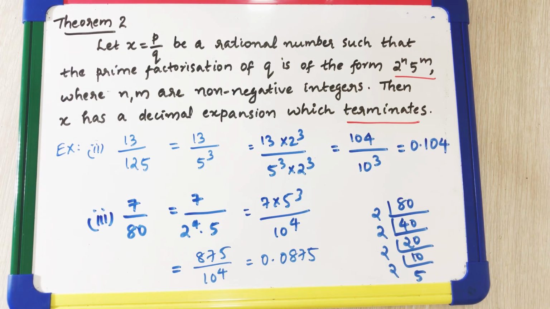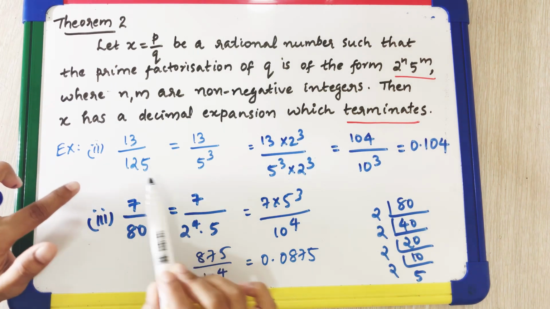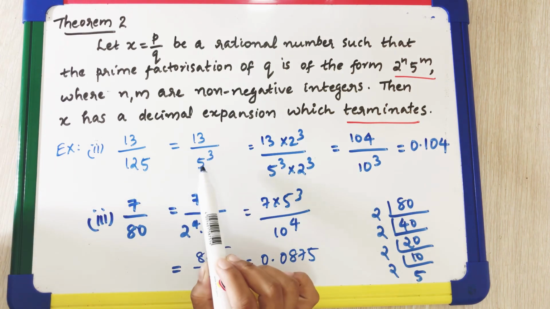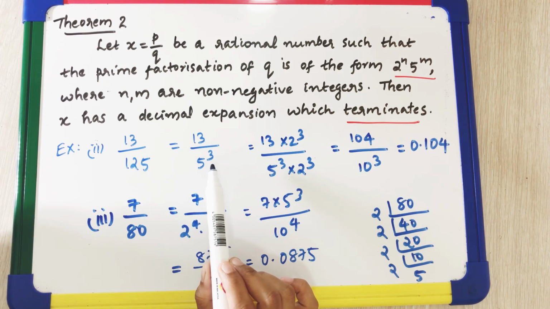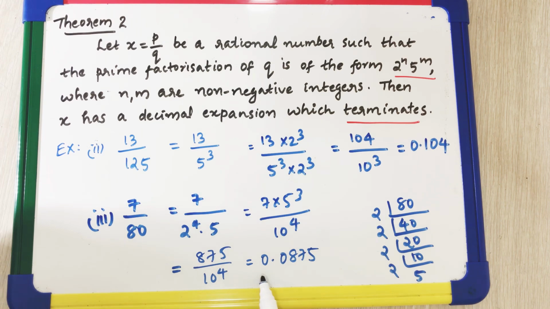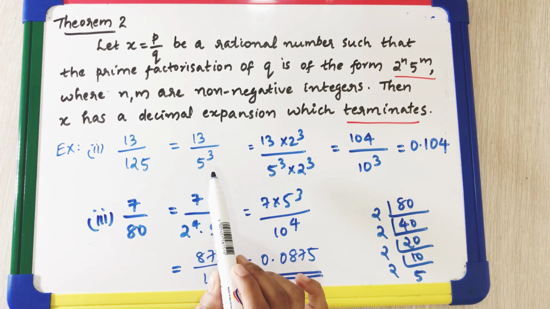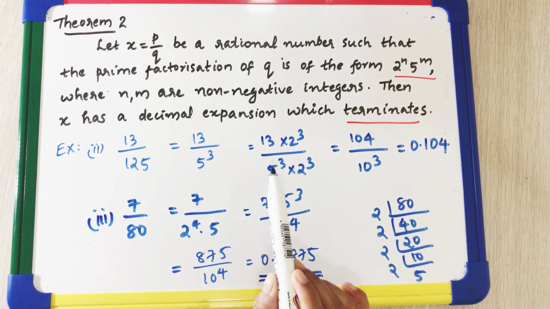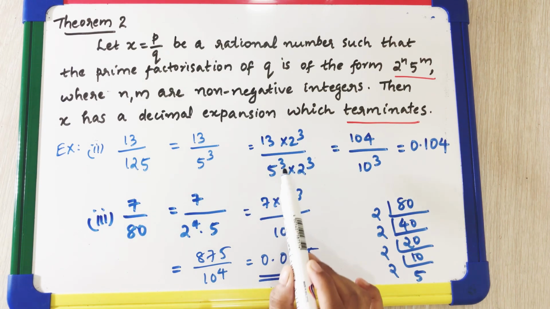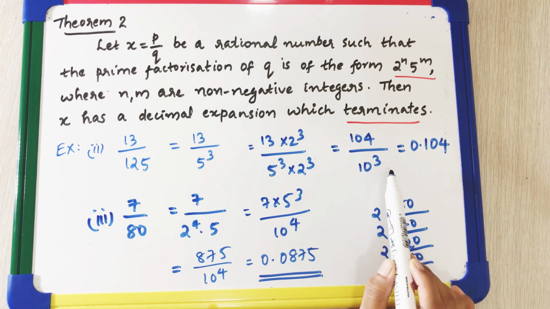And this is the second theorem. Any rational number of the form p by q, with q of the form 2 raised to n into 5 raised to m, has a decimal expansion that terminates. Here we are using the concept that we are converting this rational number to a rational number of the form a by b with the denominator a power of 10.